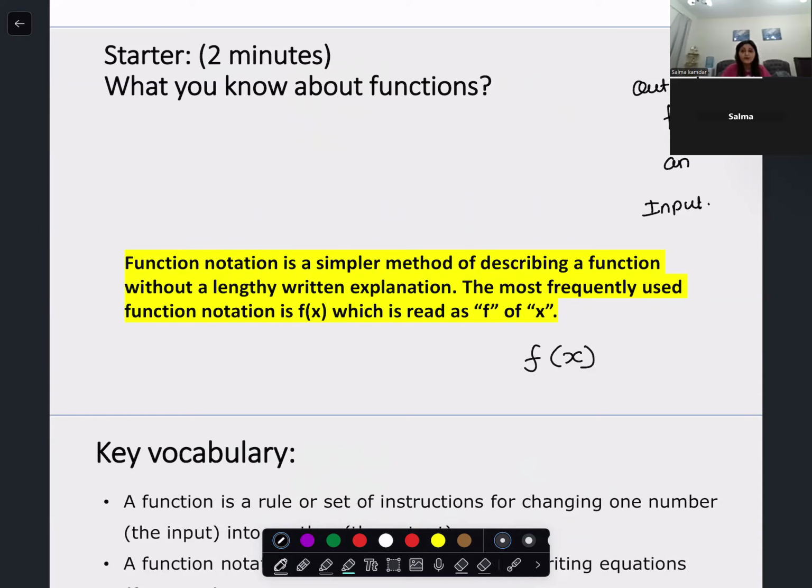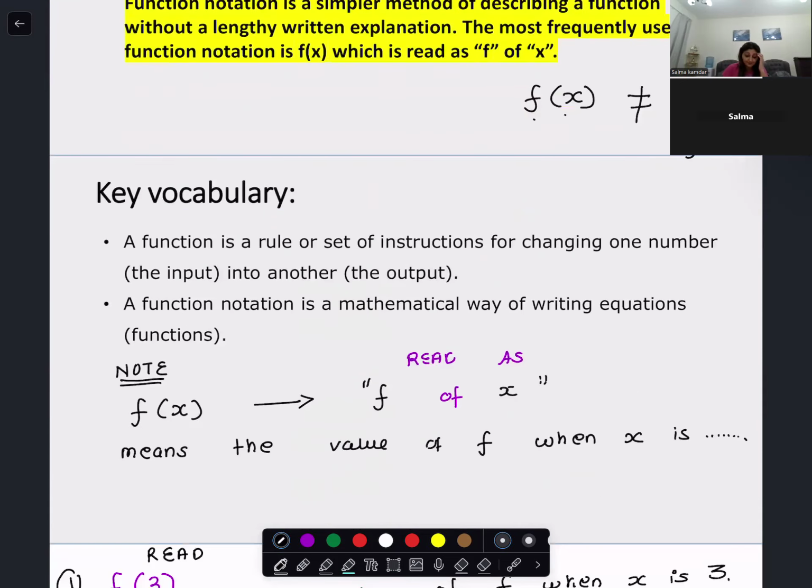It is very important to note over here that if I write f bracket x, which is read as f of x, it does not mean that f is multiplied with x. If f is multiplied with x, it will be written as fx. So function f of x is not equal to f multiplied by x. It is very important to understand this.